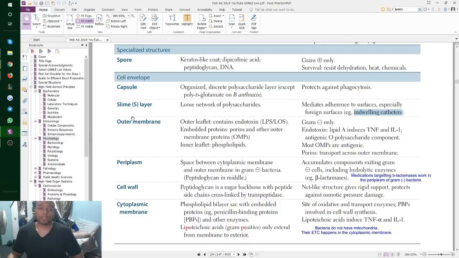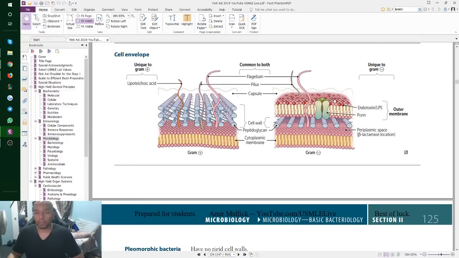The next thing you see here is an outer membrane, which we just talked about, right? It's gram-negative only. They're the only ones that have an outer membrane, right? That's kind of what defines these two as different from each other.